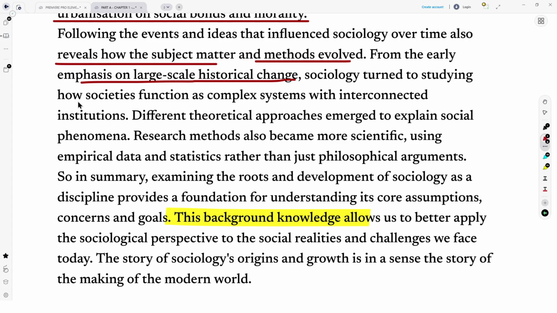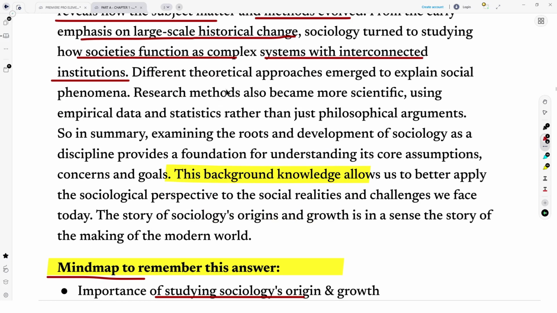Sociology turned to studying how societies function as a complex system of interconnected institutions, and how different types of people, coming from different areas, speaking different languages, from different communities, are intermingling and working together. Different theoretical approaches emerged to explain social phenomena. Research methods were also becoming more scientific, using empirical data and statistics rather than just philosophical arguments.